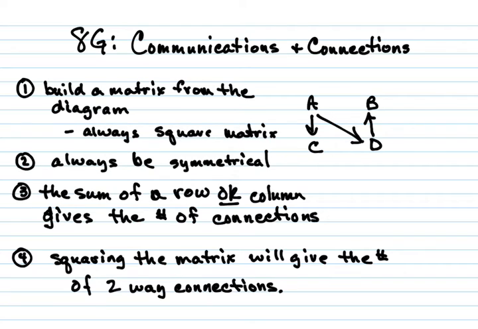For example, you may be taking a train. There's a train that goes directly from Brisbane to Sydney, but not one that goes directly from Brisbane to Melbourne. But you may be able to take a train from Brisbane to Sydney to Melbourne. So that's a two-way connection, right? And so squaring the matrix will tell you how many of those two-way connections you can make.